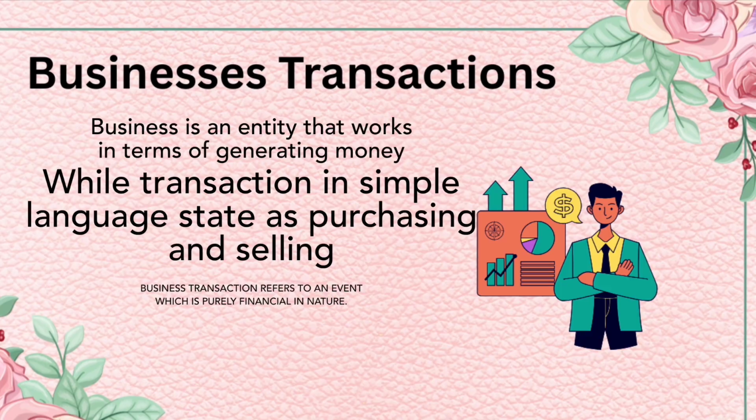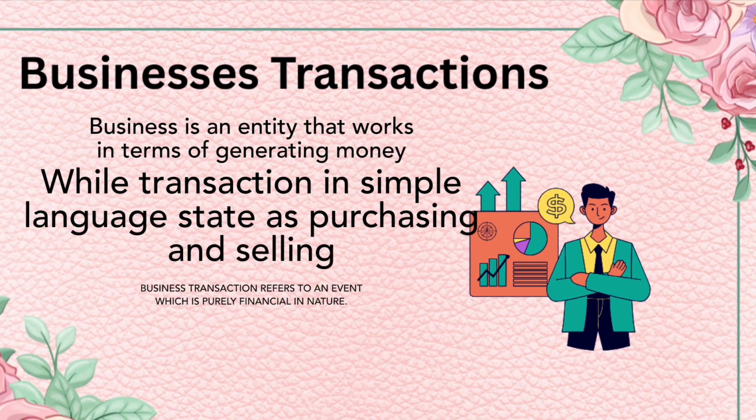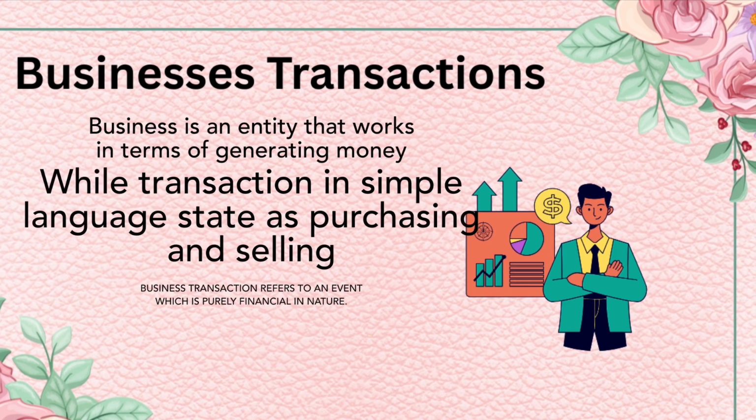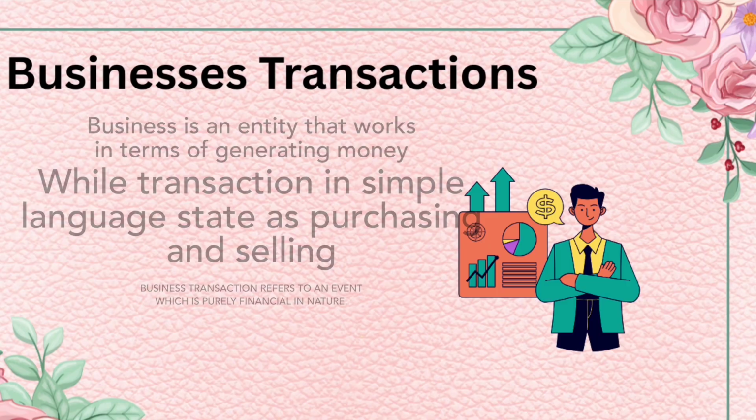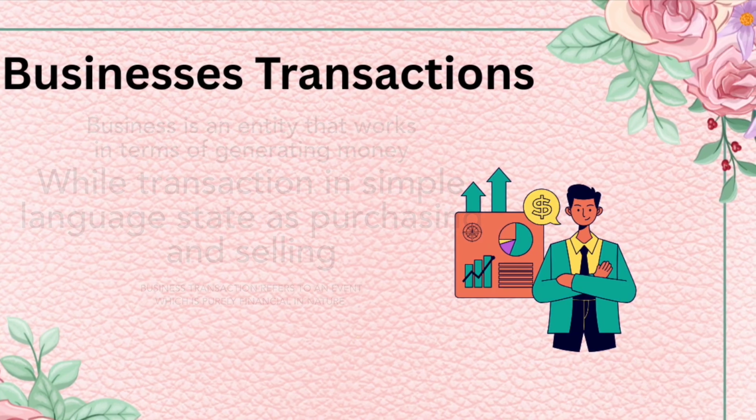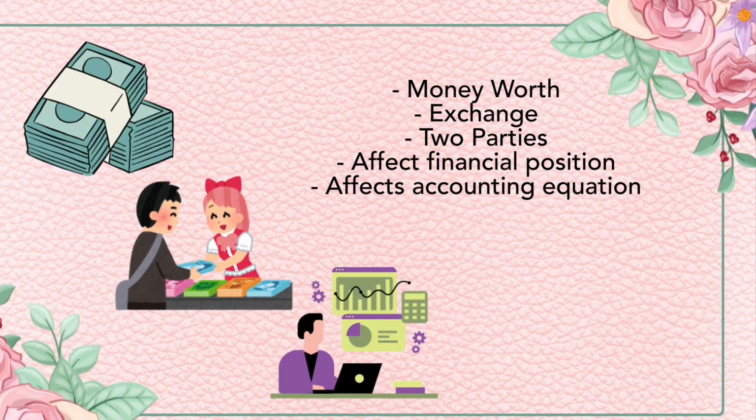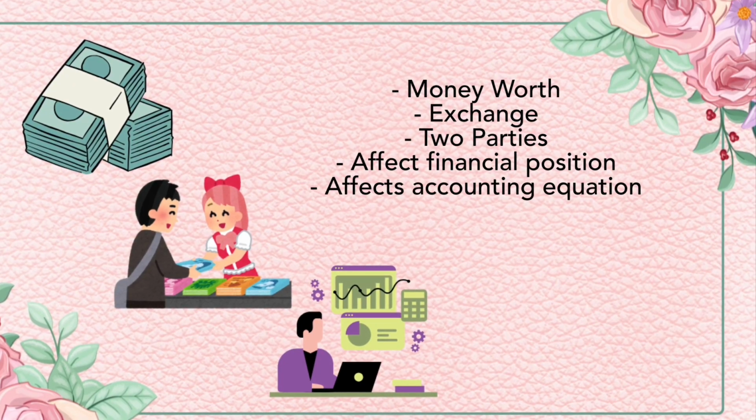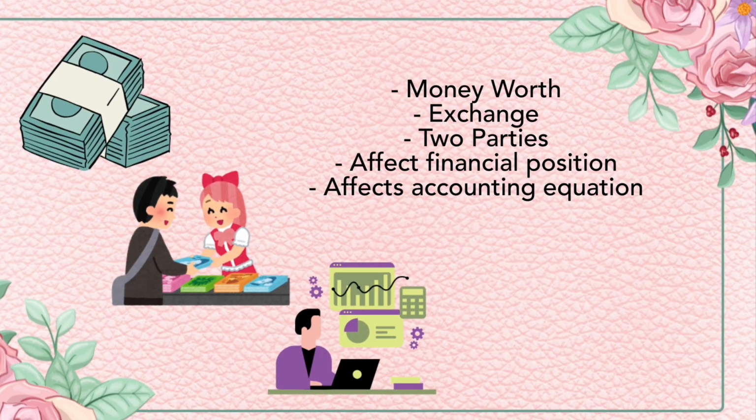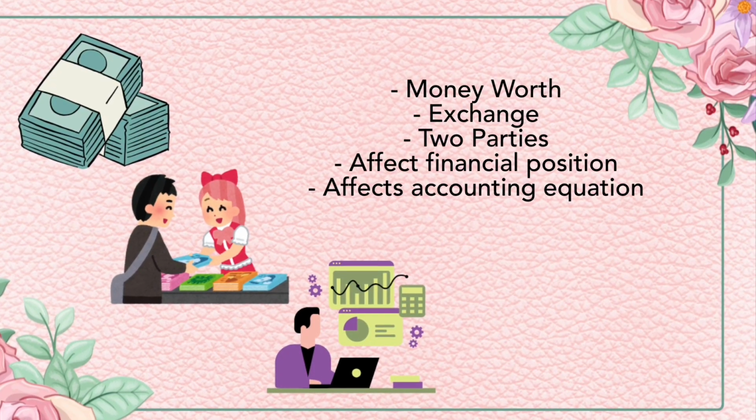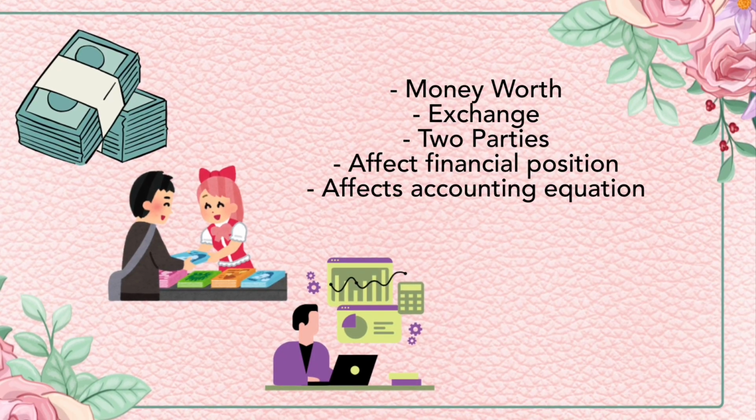While transaction in simple language, we just state it's purchasing and selling, but it is wider in scope because it covers too many aspects. Now, in combination, business transaction refers to an event which is purely financial in nature. In this, two parties are involved. For example, a shopkeeper who's selling goods in consideration of cash and earns profit is a business transaction. He is selling the goods in the market, he earns profit. So, this is a financial transaction and is economic in nature.